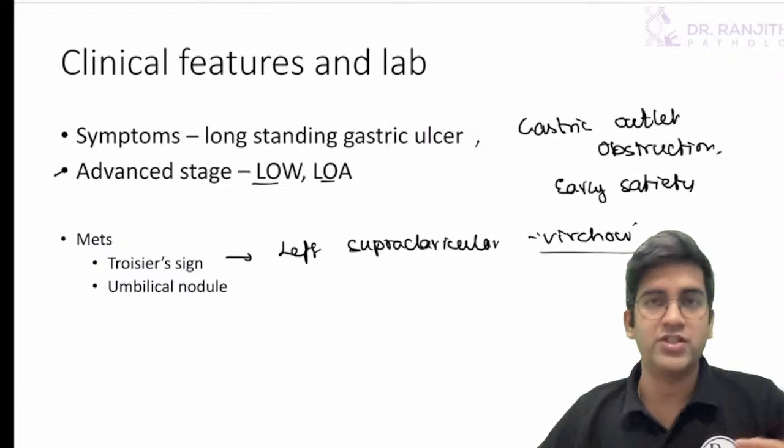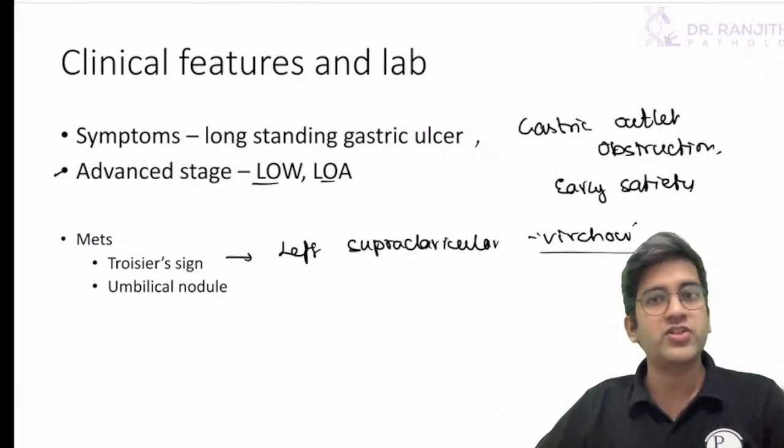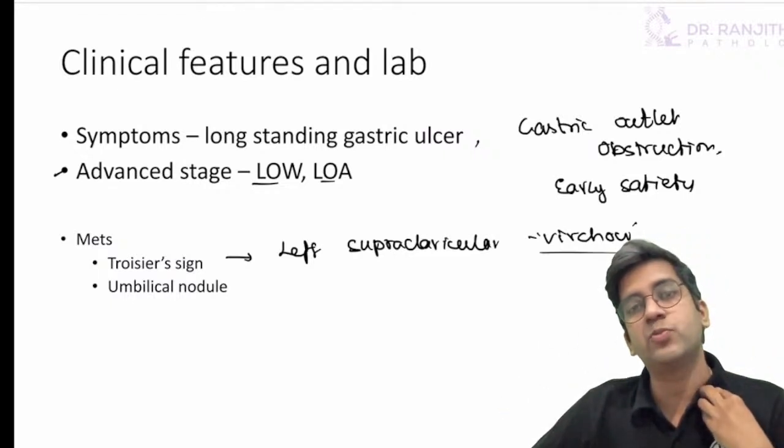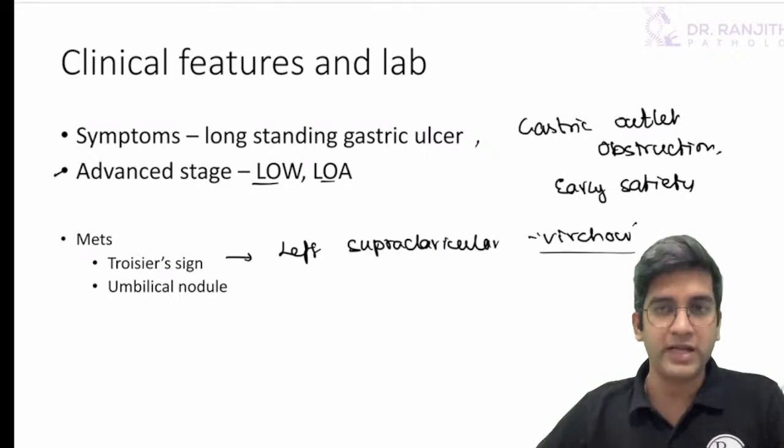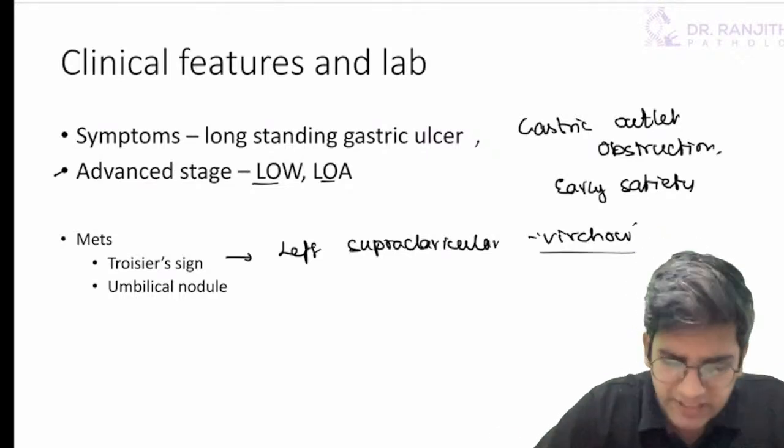This could be the presenting feature. Elderly person, loss of weight, loss of appetite. On examination, found the left supraclavicular lymph node. What could be the probable diagnosis? This also can present, right? What is the umbilical nodule name?